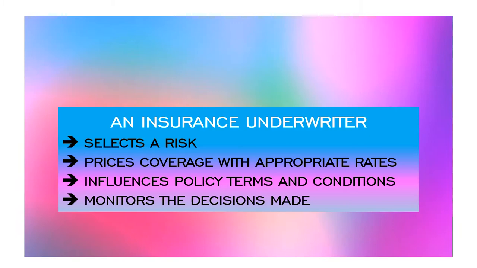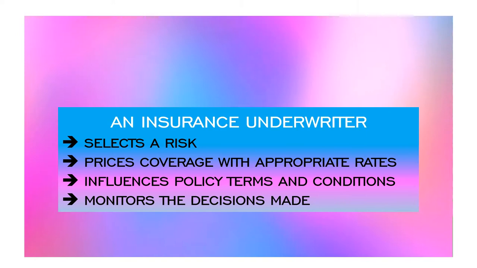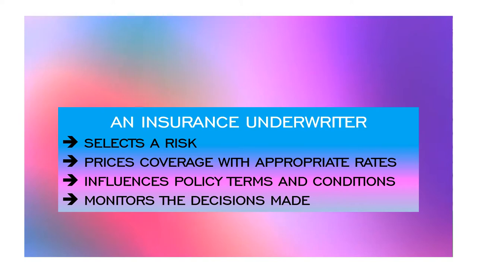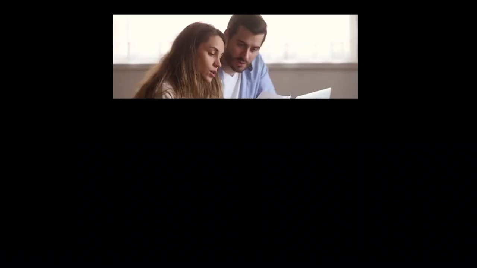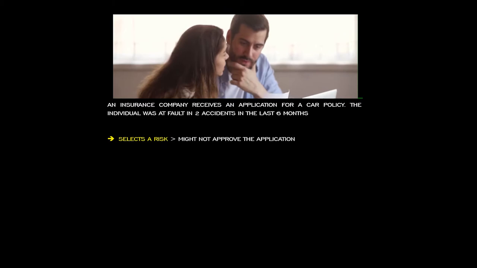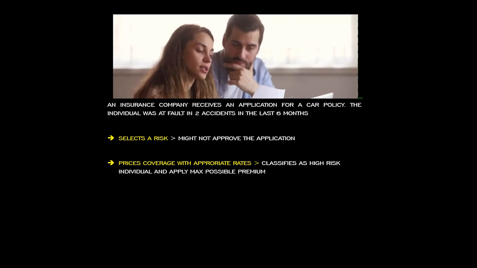An insurance underwriter selects a risk, prices coverage with appropriate rates, influences policy terms and conditions, and monitors the decisions made. Let us take an example before getting into the details of the functions of an underwriter. An insurance company receives an application for a car policy. The individual was at fault in two accidents in the last few months.